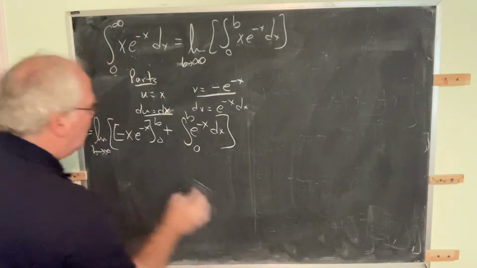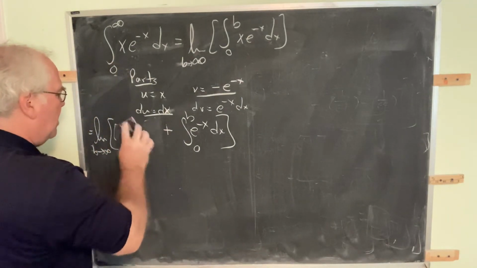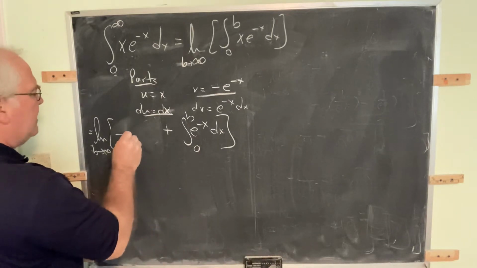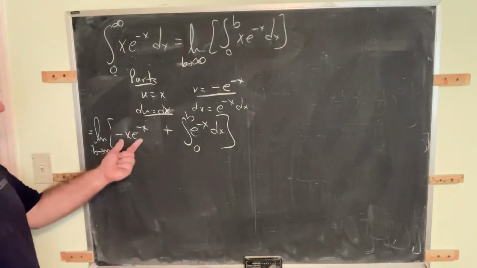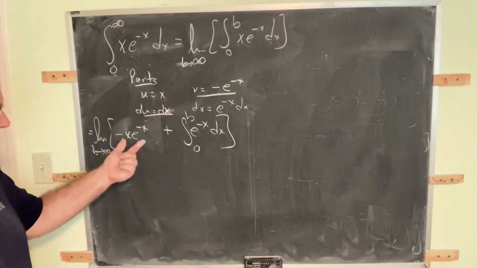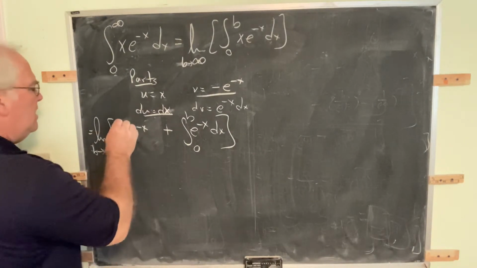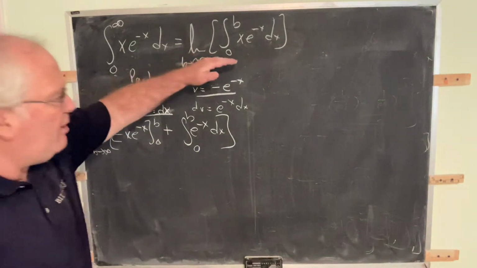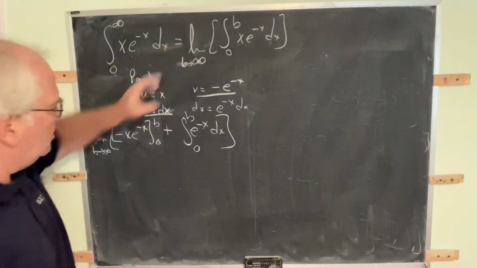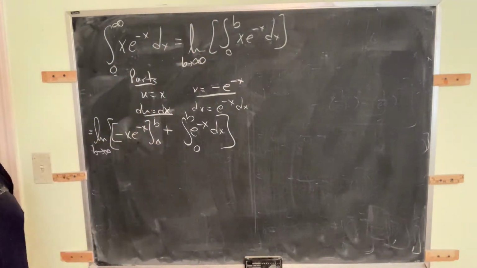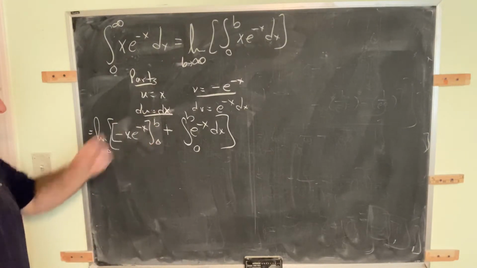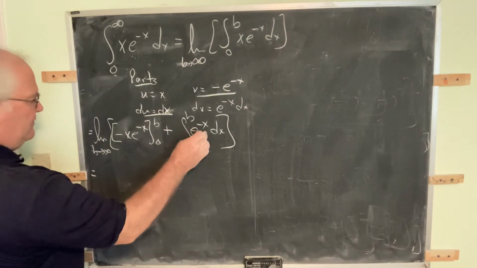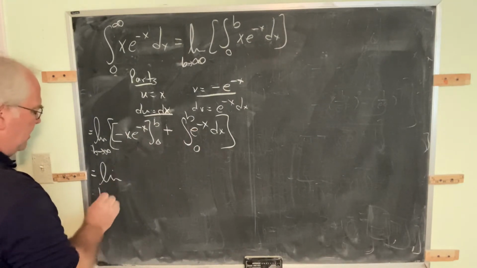Now, if you don't put these limits in, watch, you have negative x e to the negative x. This never gets evaluated. This needs to be evaluated also, from 0 to b. Anytime you do integration by parts with a definite integral, the uv is evaluated from lower limit to upper limit. All right, the next piece is straightforward. The antiderivative is not quite finished, but I think we can finish that.